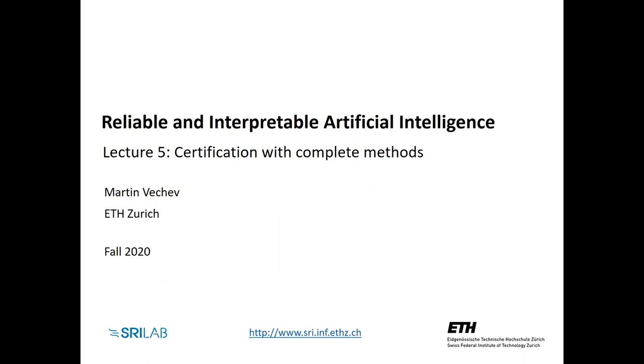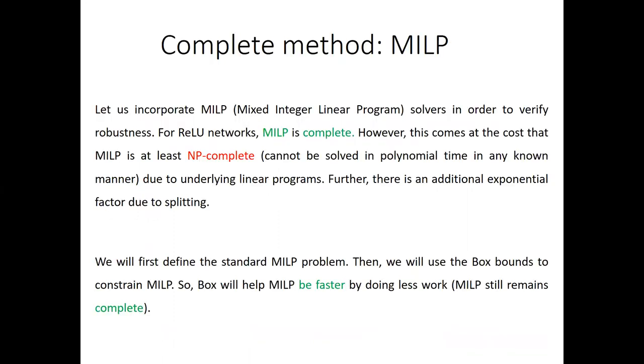So today we're going to be focusing on complete methods. If you remember, a complete verification method is one where if the property holds, then the method will be able to prove it upon termination. Specifically, we're going to be focusing on complete verification with MILP, which stands for Mixed Integer Linear Program. These programs are solved with what is typically referred to as MILP solvers. And so how does MILP work?